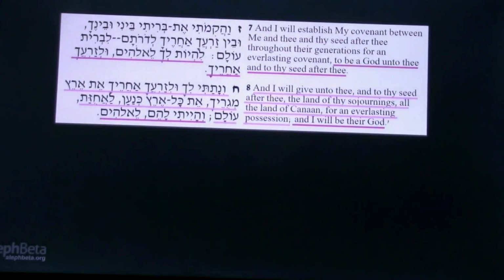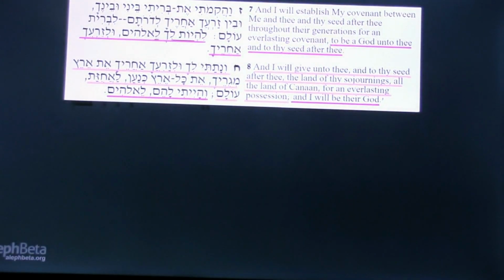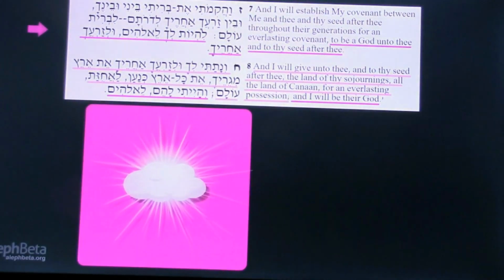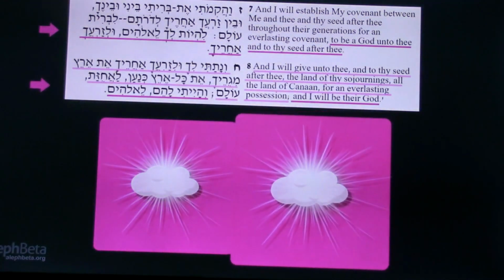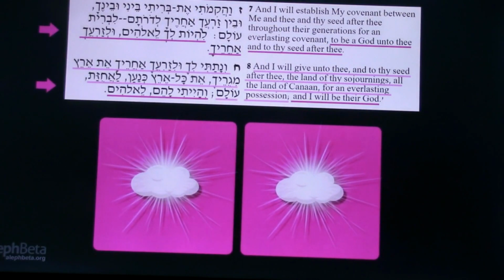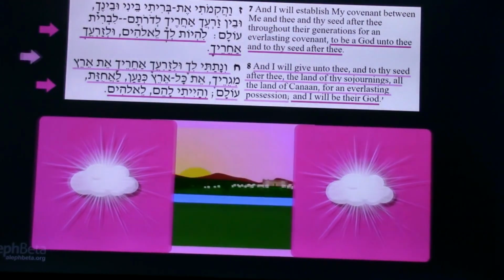Now look at that carefully. What are the ideas? There's three ideas here. Idea number one, I'm going to be a God for you and for your children. Idea number 3 is the same thing. I'm going to be a God for your children. And in the middle of that, sandwiched between those two, is I'm going to give you the land.